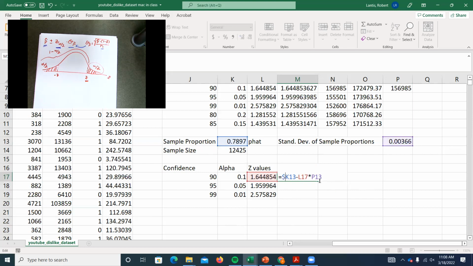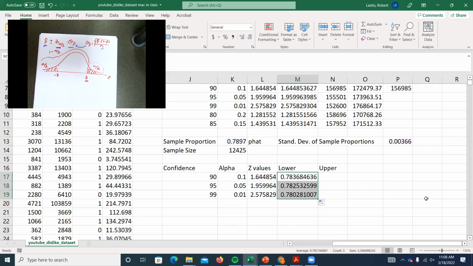So everything else, I'm going to freeze those cell references. So now when I copy this down, the only thing that updates is that Z value. Questions there? Keep moving. So now when I copy this down, I should get my lower bounds for the next 2 confidence levels that I wanted to build.